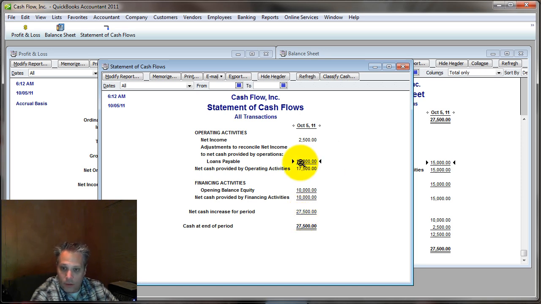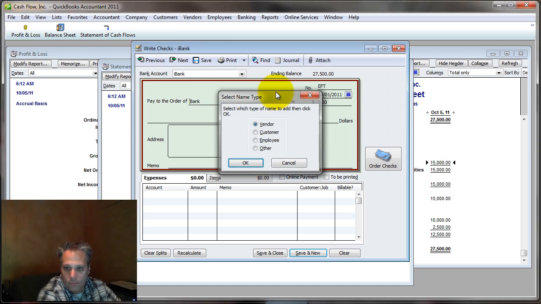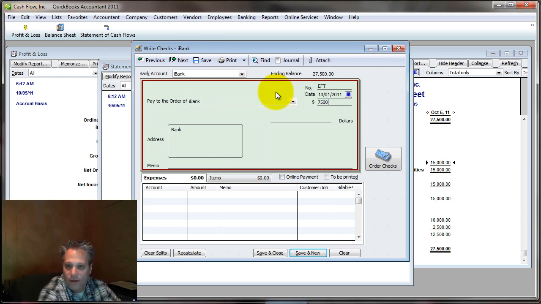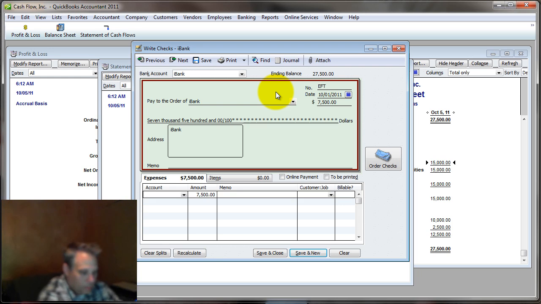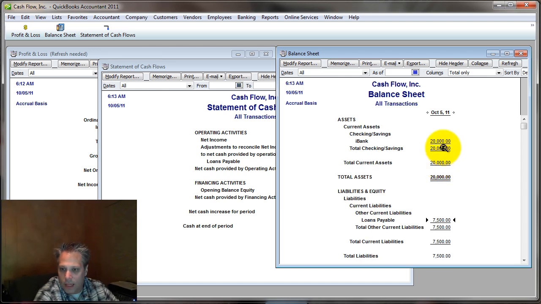Let's say this is really a line of credit, and so I go in and I write a check, and forgetting about the interest, I won't even bother getting into that for this purpose, but let's say I write a check to the bank for half the loan, $7,500 I repay. Of course, I book it to loans payable. Look what happens on the balance sheet. Of course, my loans payable goes down, so does my cash, right? Because I took the money out of the bank to pay off the loan.